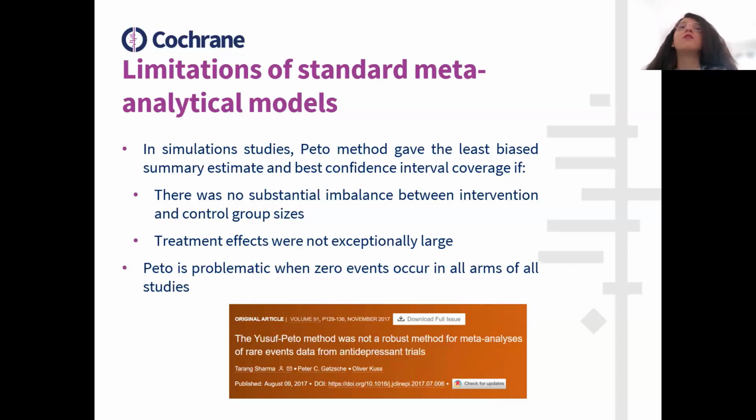In simulation studies, on the other hand, the Peto method gave the least biased summary estimate and best confidence interval coverage, as long as there was no substantial imbalance between intervention and control group sizes, and treatment effects were not exceptionally large. But also Peto can be problematic, especially when zero events occur in all arms of all studies. In a systematic review by Sarma and colleagues, authors concluded that this method was not robust for meta-analysis of rare events using data from antidepressant trials.